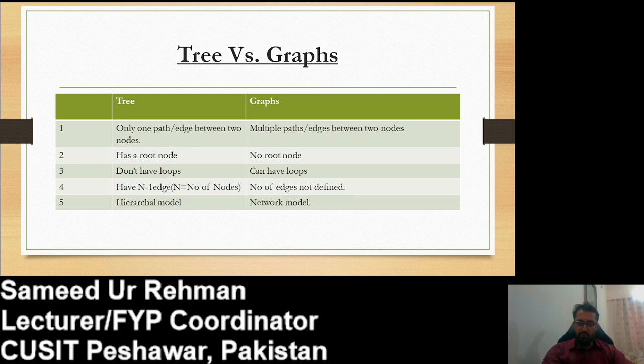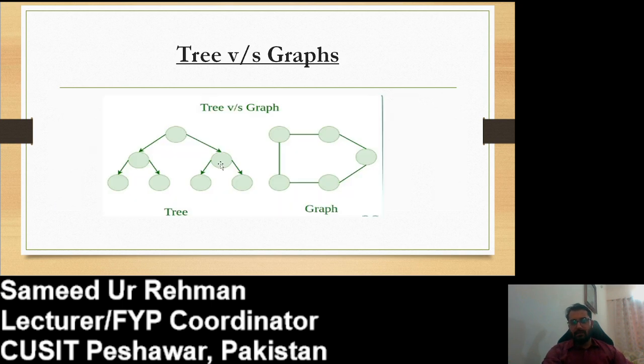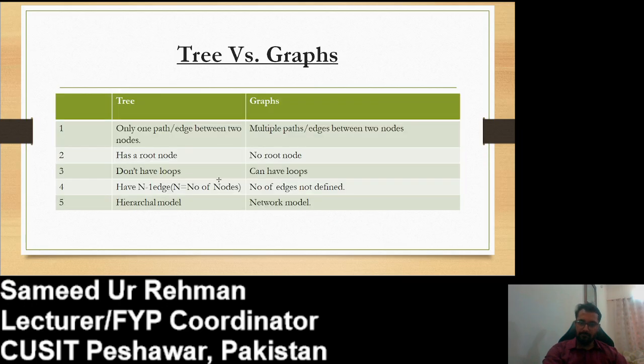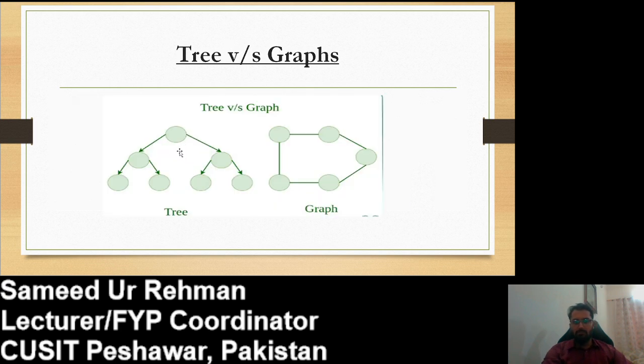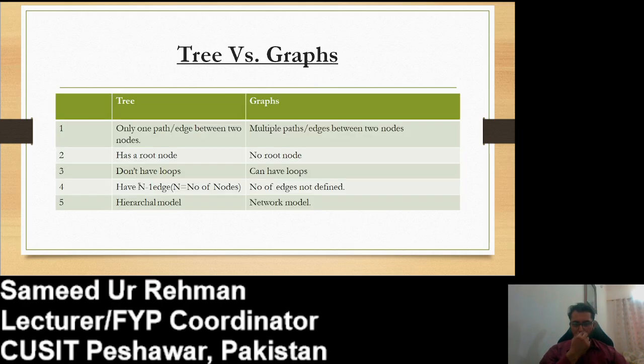A tree has a root node and a graph has no root node. In a tree there is a root node, but in a graph we can traverse from any point, either from this one, this one, this one, this one, or this one. Trees do not have loops, it is obvious that trees have no loops, no repetition, but in a graph we can have the loop at this point, this point, this point, wherever we want to.